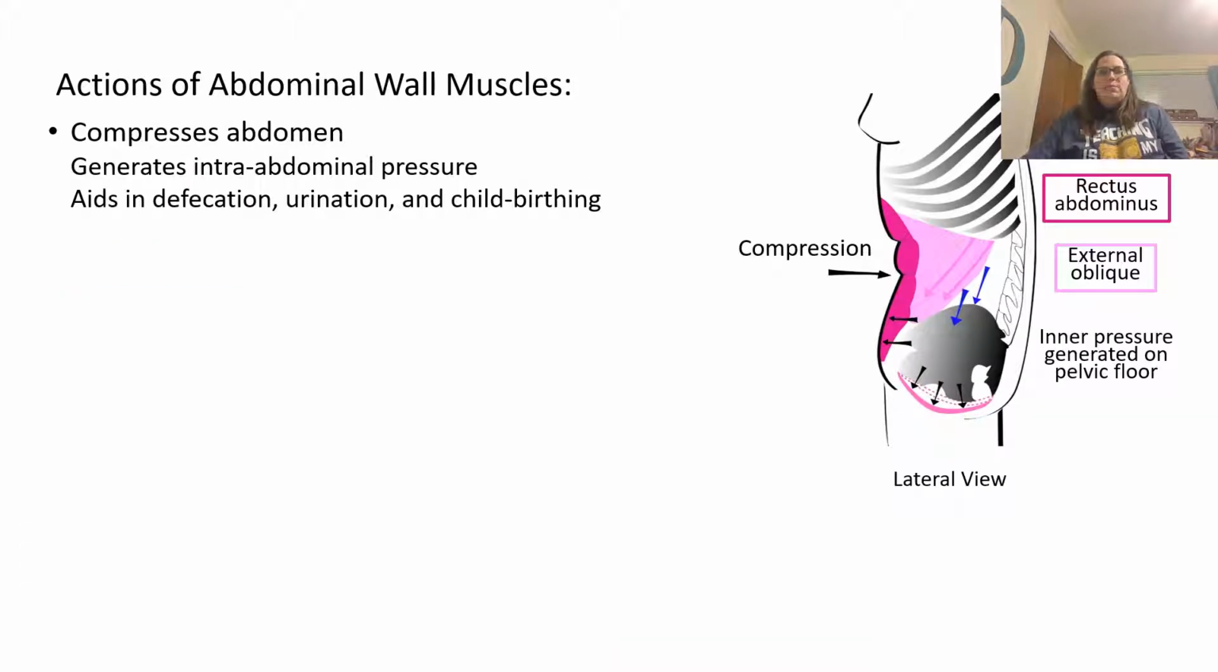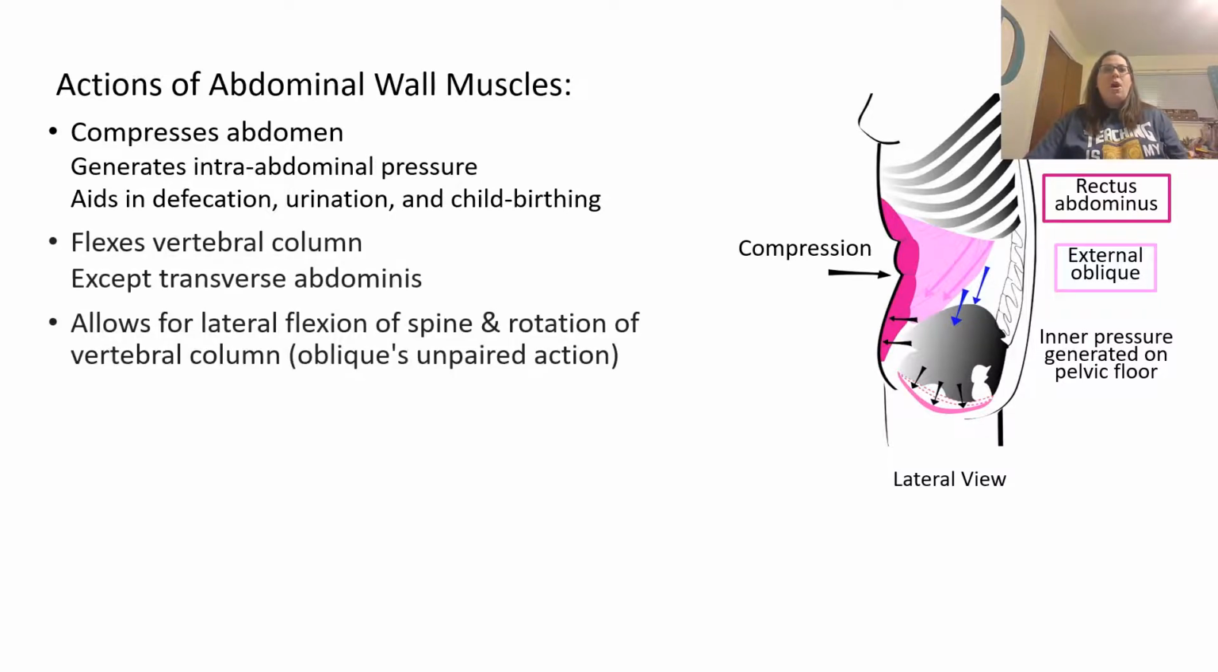The actions of the abdominal wall compress the abdomen. This generates intra-abdominal pressure, which aids in defecation, urination, and childbirth. That's why we have that pushing process using your abdominal muscles. These muscles also help you flex your vertebral column, except of course the transverse abdominis, which does not help with that. They also allow for lateral flexion of the spine and rotation of your vertebral column.